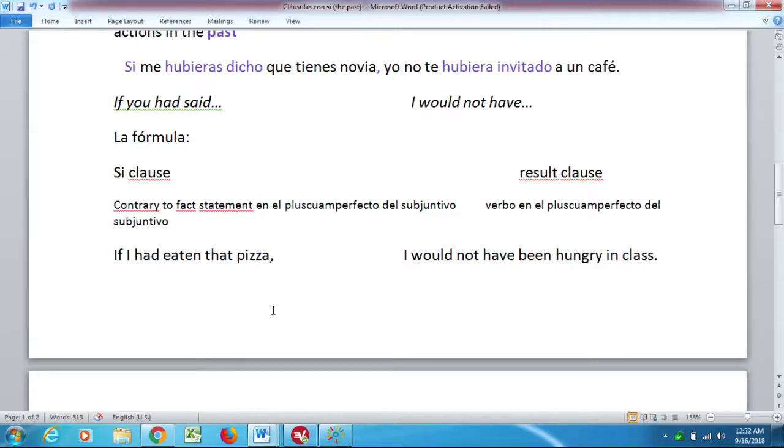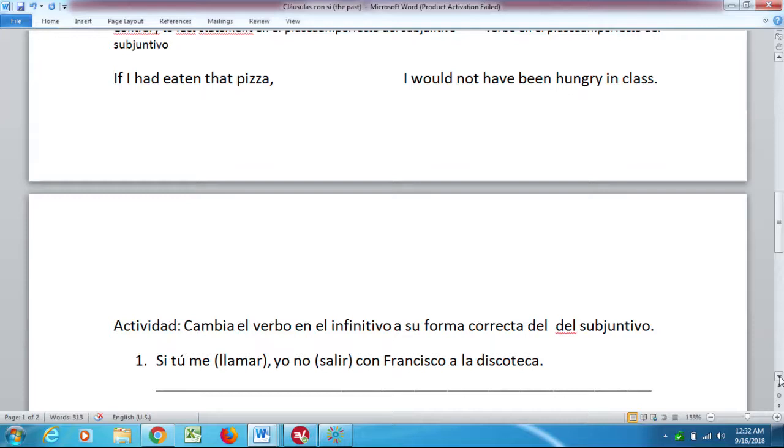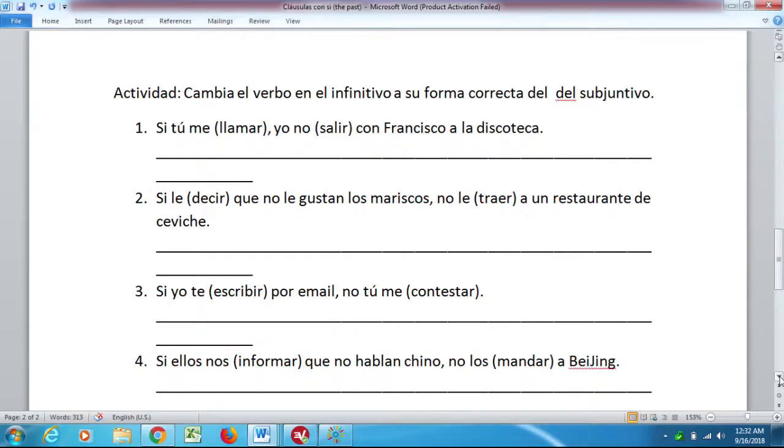If this helps you look at it more formulaically, the sí clause is a contrary to fact statement in the pluscuamperfecto del subjuntivo. The result clause is in el pluscuamperfecto del subjuntivo, right? So in English, again, if I had eaten that pizza, I would not have been hungry in class. The condition is having eaten the pizza. The result is your hunger. Again, this is all in the past. So, you know, it's too late to change the past. We're referring to everything in the past subjunctive. All right, hopefully that's drilled into you well enough.